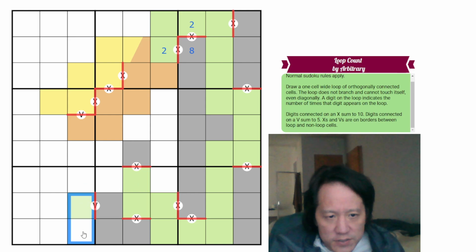So therefore, it can't enter this way, right? Because if it enters this way, it would be touching. Well, I guess it could enter this way. It could be this or this, right? It can't go here and then go back here because it touches itself. So therefore, this is always part of the loop.